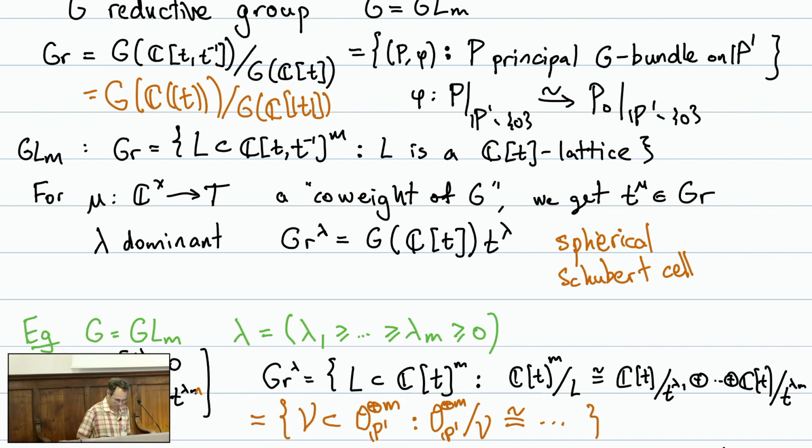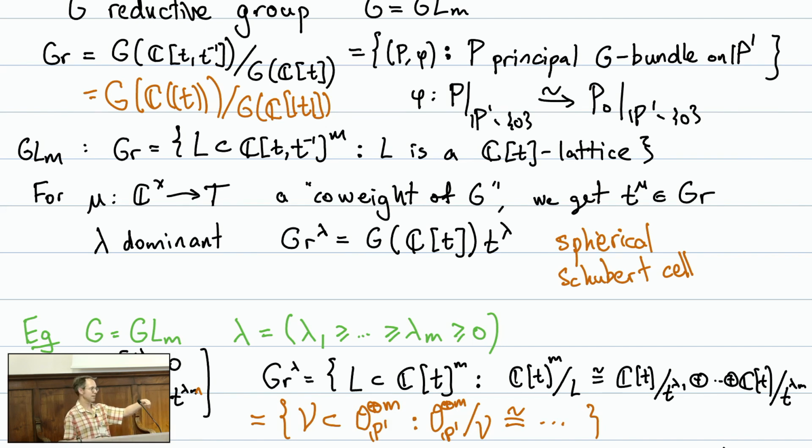Okay, sorry, I slightly changed this here. I had this mu, which was supposed to be any co-weight. So mu is a map from C star into T, a map of algebraic groups. So in particular, a map of algebraic varieties.